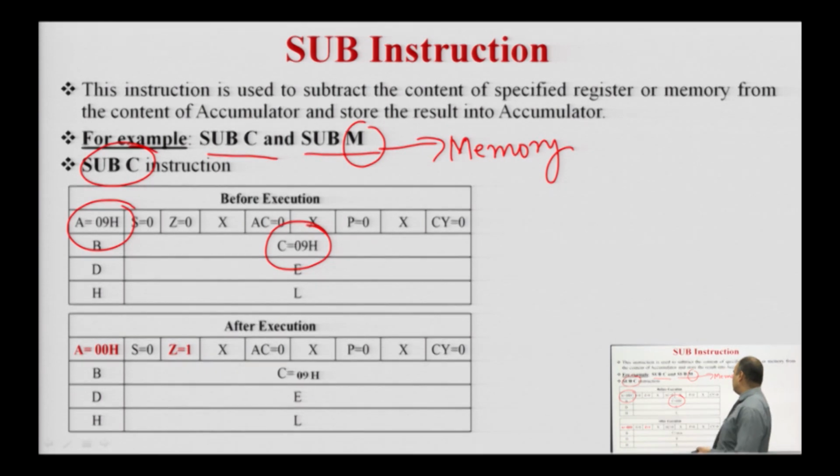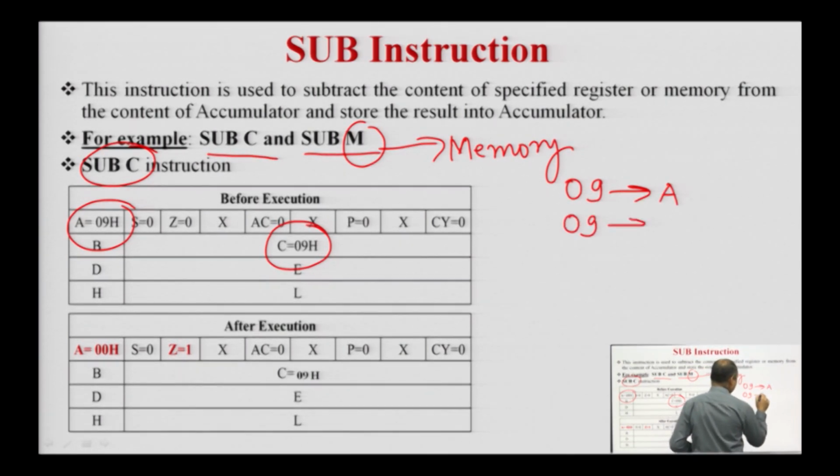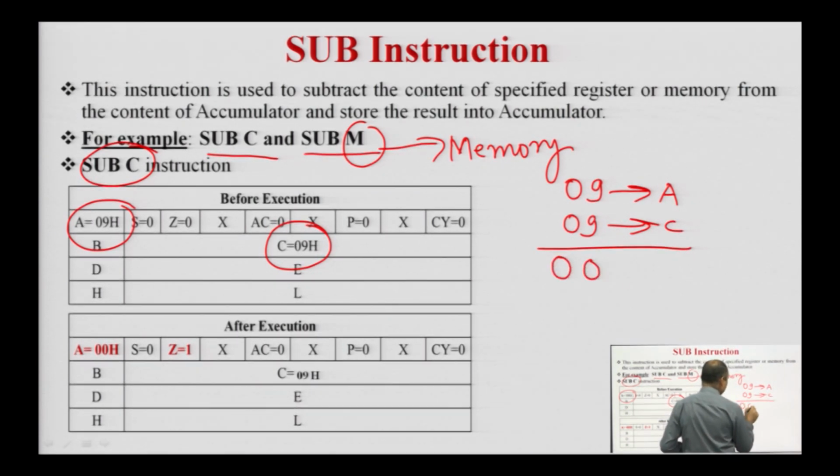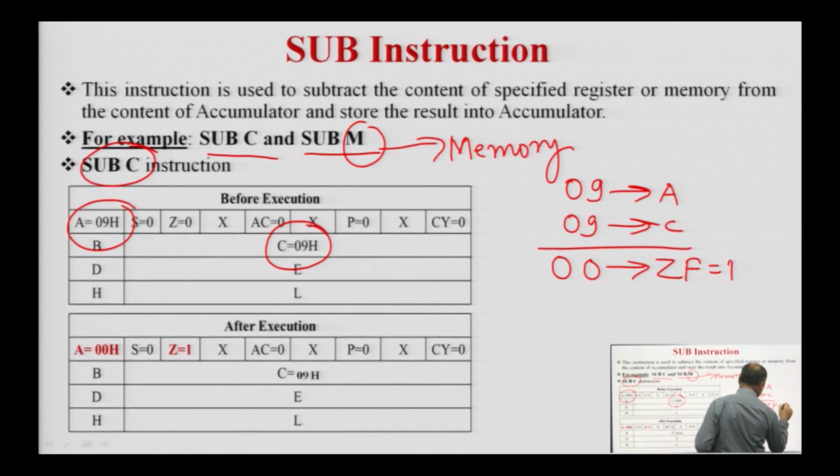If we subtract 09, the content of the accumulator, and 09, again the content of the C register, we get 00. Since the result is 0, the flags are modified. The zero flag is set to reflect the result, that is, the zero flag is set to indicate that the result of the subtraction operation is 0.